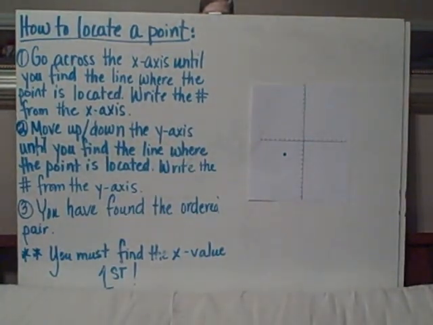All right, now we're going to talk about how we actually go about locating a point, and there are 3 things that you have to do. The first thing you want to do is go across the x-axis until you find the line where the point is located, and then you write that number down from the x-axis. The second thing you're going to do is move up or down the y-axis until you find the line where the point is located, and then you write that number from the y-axis. You have found the ordered pair at this point.